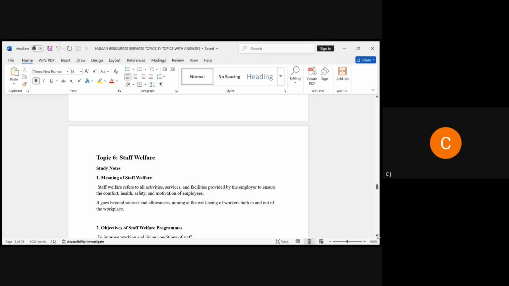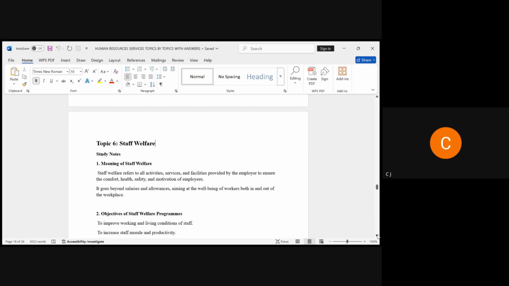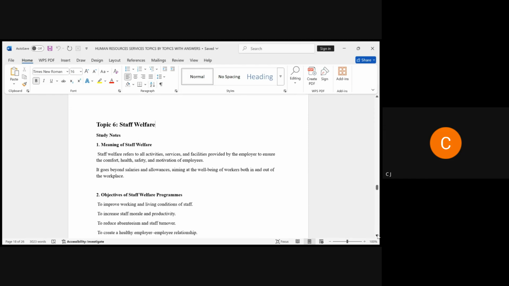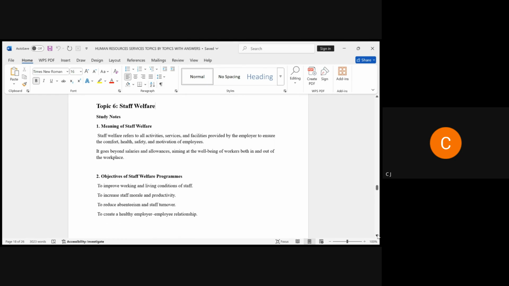Objective of staff welfare: to improve working and living condition of staff; to increase staff morale and productivity; to reduce absenteeism and staff turnover; to create a healthy employer-employee relationship.